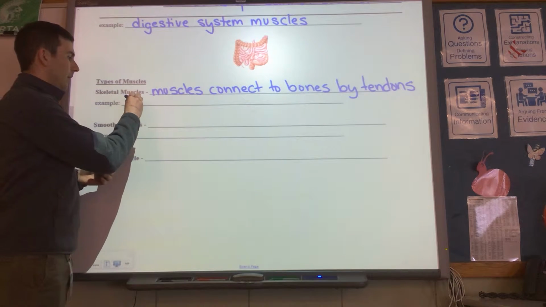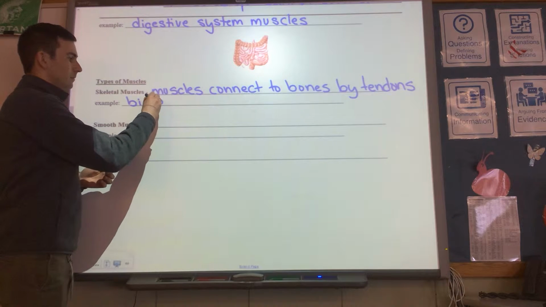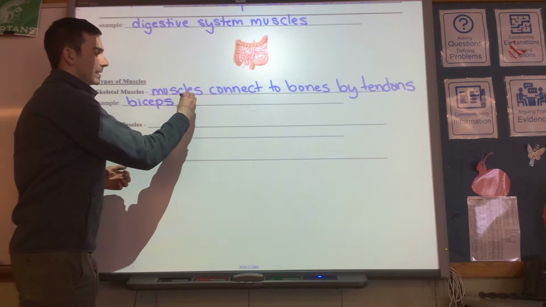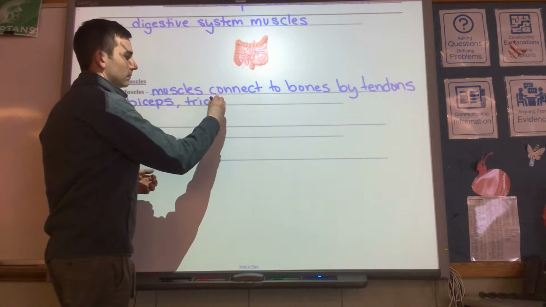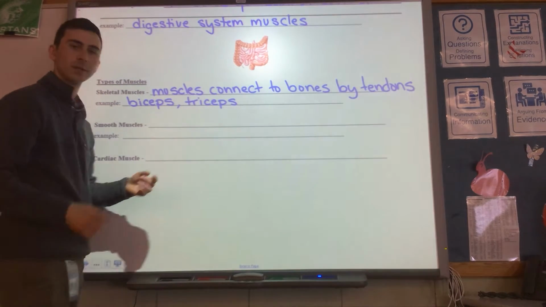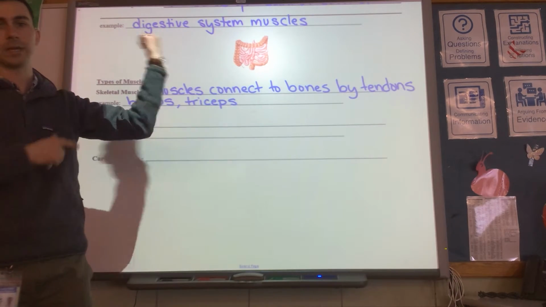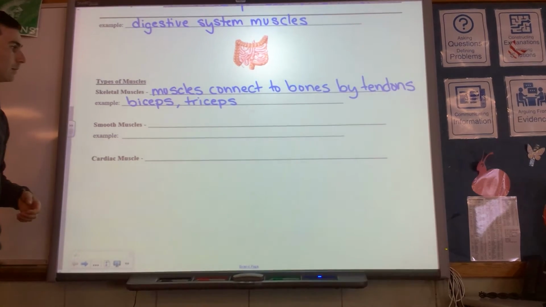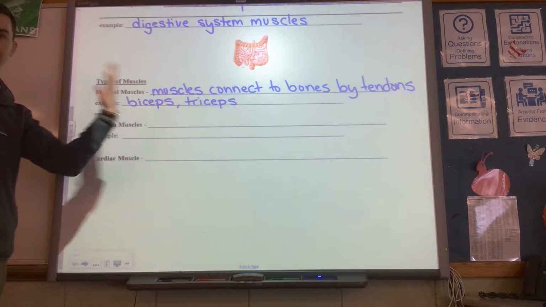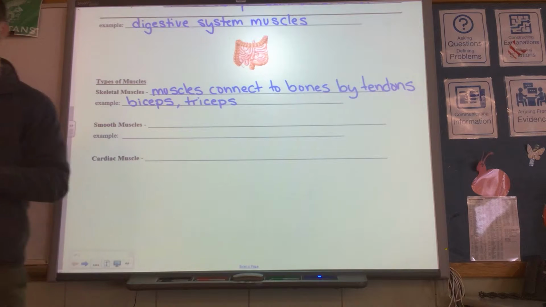Examples include our biceps, okay, our triceps. Those are the muscles in the upper part of our arm. We can flex and extend those to control our bones in our arm and actually move our bones at those joints.